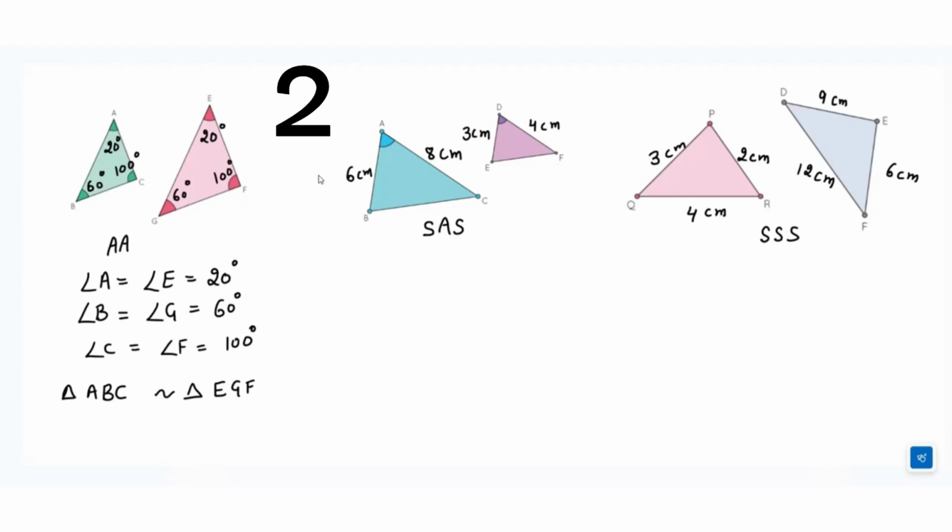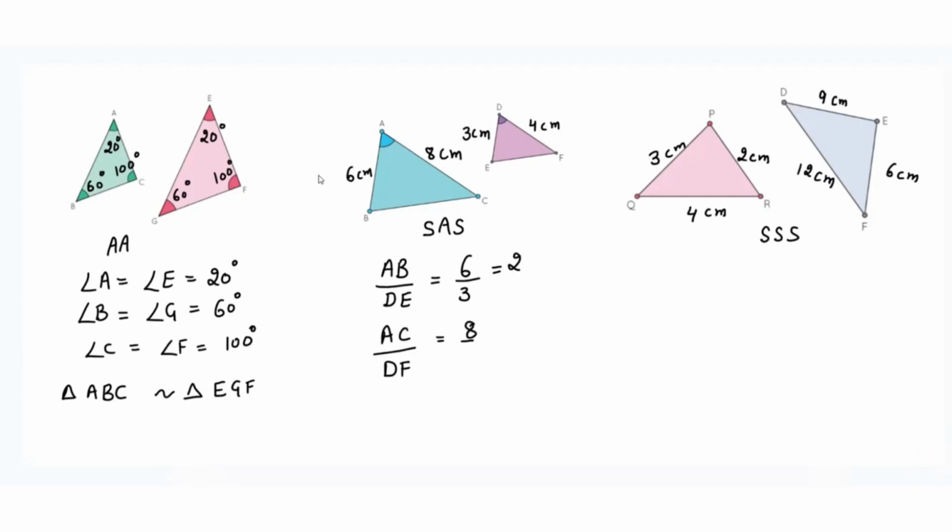Similarly, for the second part, if I make the ratio of AB and DE, that would be equal to 6 over 3, which is equal to 2. Similarly, if I make the ratio of AC over DF, I'll get 8 over 4, which is equal to 2. That means the ratio of corresponding sides is equal. Similarly, angle A is equal to angle D.